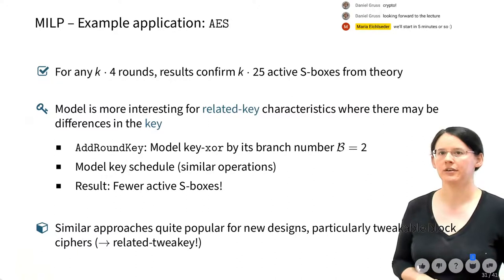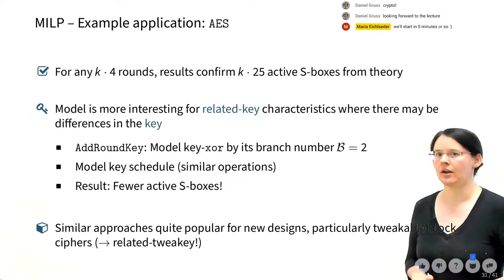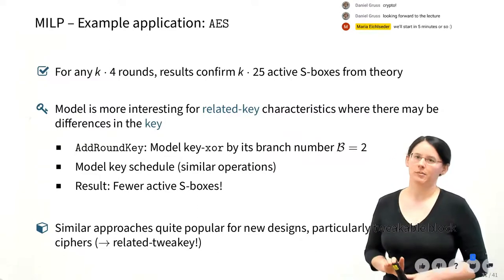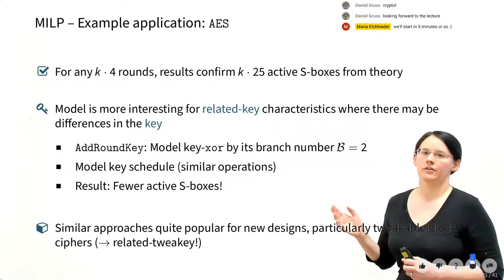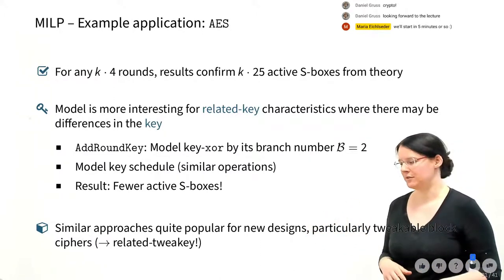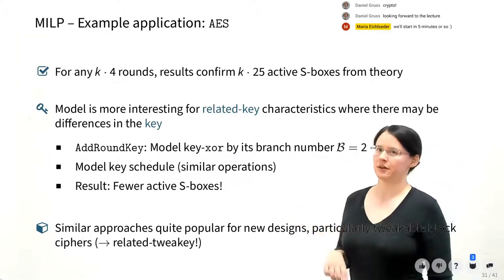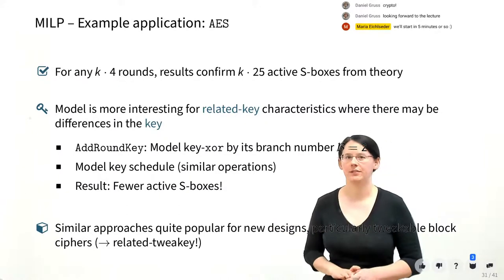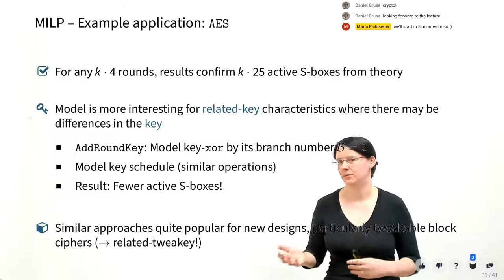For example, we can look at it with related key characteristics where there are allowed to be differences in the key. We can also use this for different designs, like for example, tweakable block ciphers, where we definitely are going to have differences in the tweak. We can also adapt it for different types of mixed columns with a different branch number and so on. So this was the simplest possible, but these MILP tools are nowadays used very, very often whenever we design a new block cipher or try to show some new property about it.